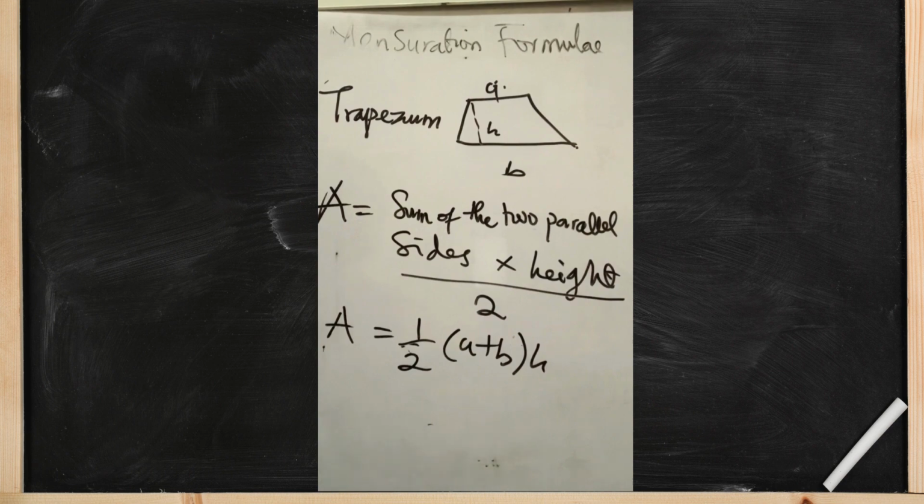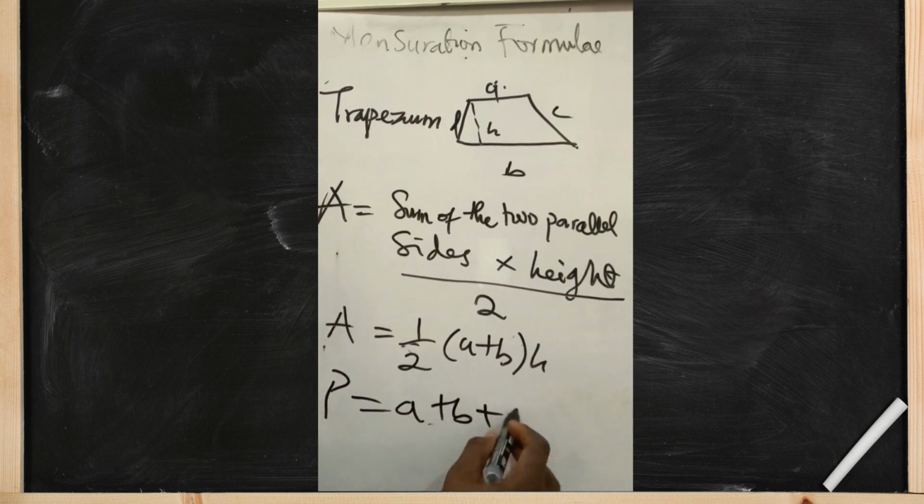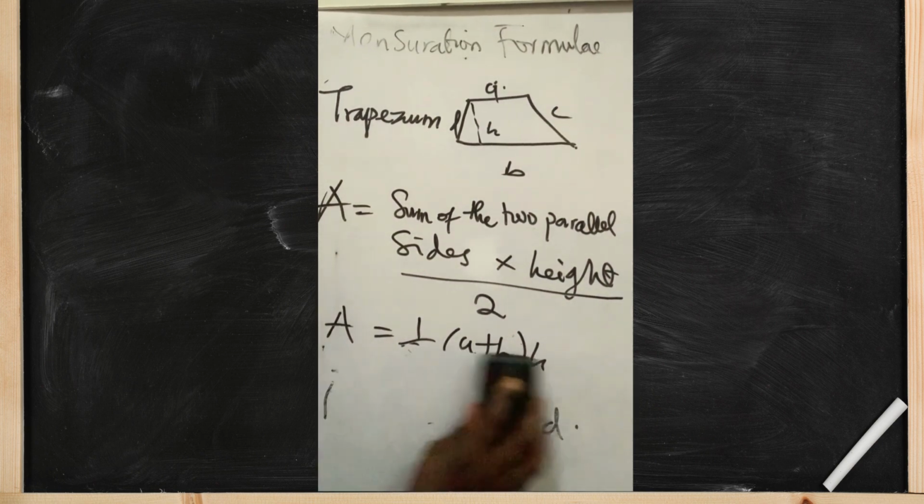Now you already know the perimeter of a trapezium. If we label this CD, then the perimeter is a plus b plus c plus d, because perimeter is the sum of all sides. So that is it about the trapezium.